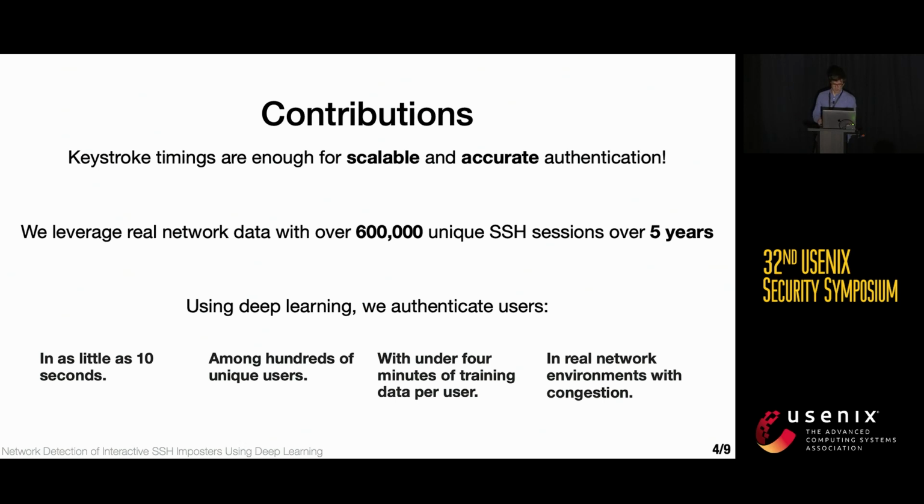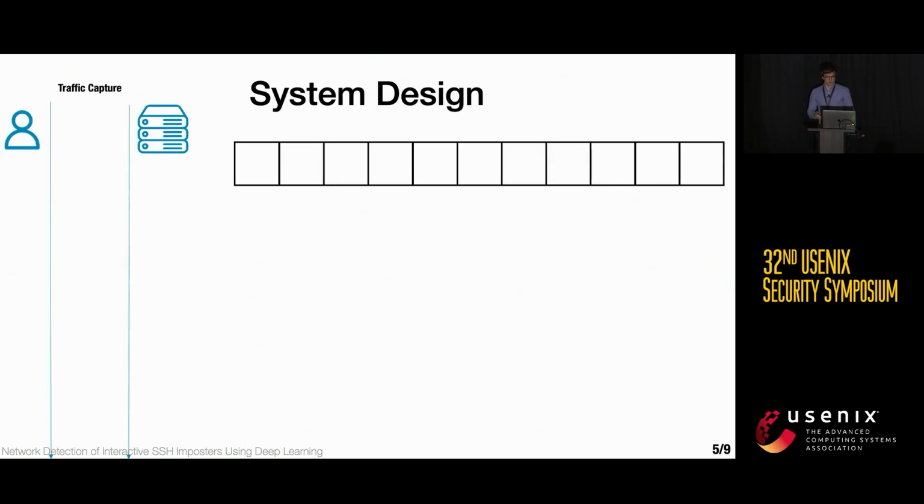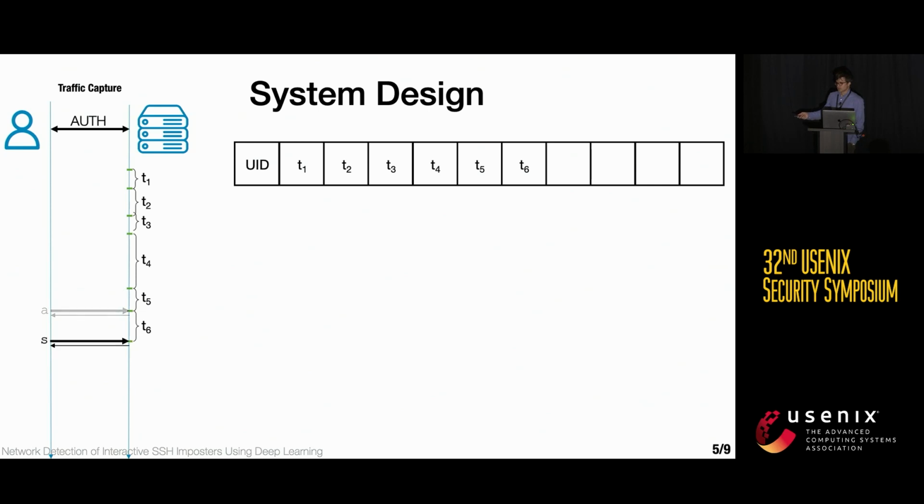So let's look at our system and how it works. Let's say here there's a client and a server, and we have this traffic capture. First, the client's going to authenticate. From this, we extract an ID from the system logs. We know who authenticated. Now, for each new packet that the server gets, we record the arrival time. Specifically, we record the inter-arrival time, this T1, and put it in our feature vector. And we do this for the next packet as well, T2, et cetera, for all the next packets that are going to get here.